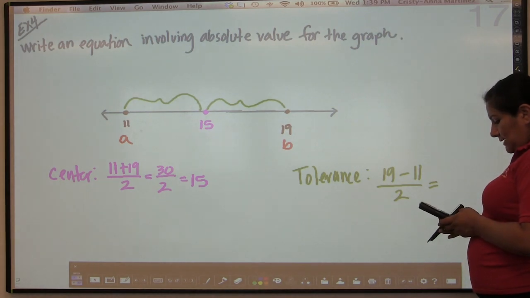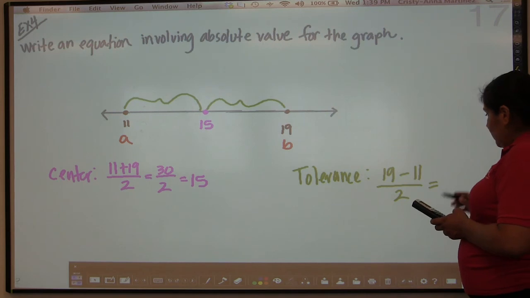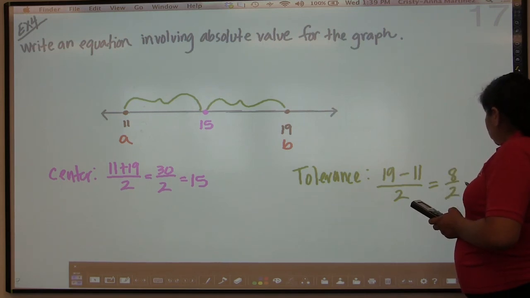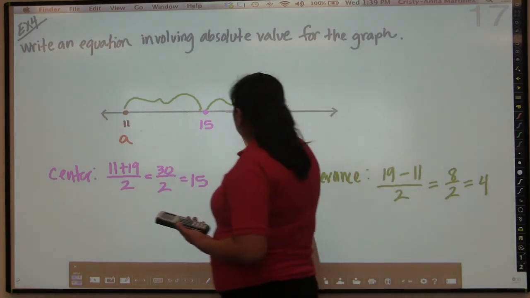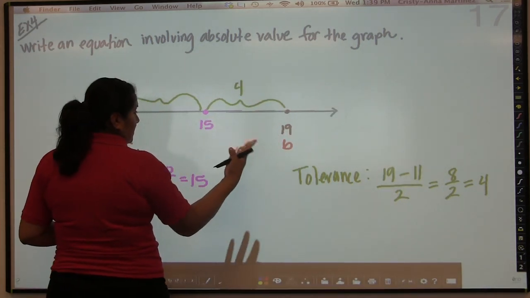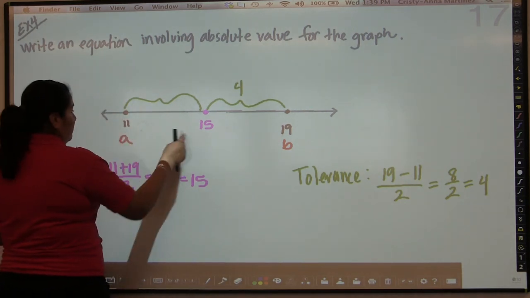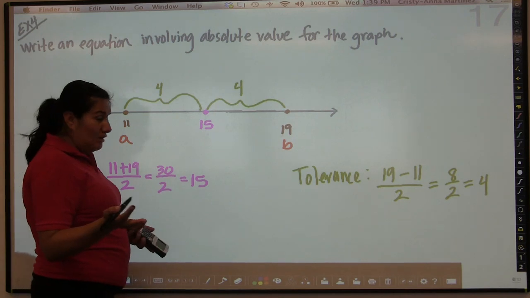So 19 minus 11 is 8. Divide by 2, and I get 4. So my tolerance is 4. So you can see here that from 15 to 19, 15, 16, 17, 18, 19 is 4 units. And from 11 to 15, 11, 12, 13, 14, 15 is also 4 units. So you can see that it all works out just fine.